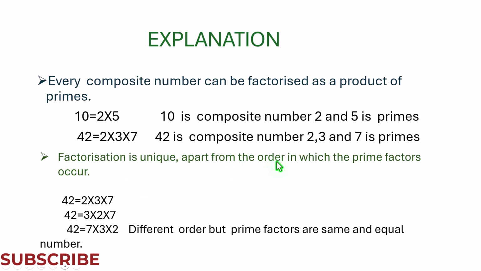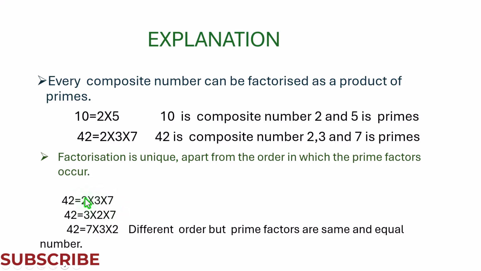Factorization is unique apart from the order in which prime factors occur. Unique means a different order is possible, but the prime factors are the same and occur an equal number of times. 2 into 3 into 7, or 3 into 2 into 7. The order is different, but 2 occurs only one time in every order, 3 only one time, and 7 only one time. This is why the factorization is unique.